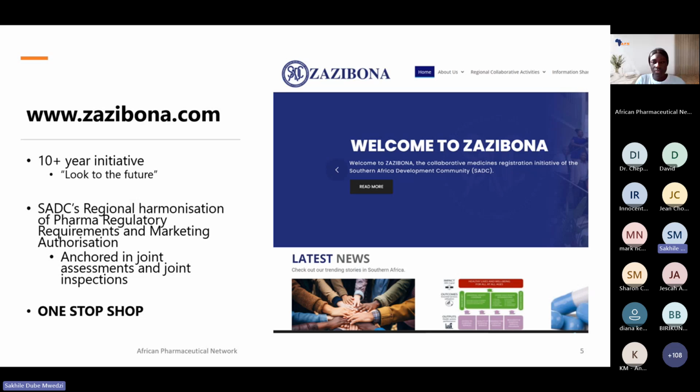So in a nutshell, that is what ZAZIBONA seeks to do, to bring all the different regulations that exist in the different member states under one roof with as much synchrony as possible, so that when you are looking at marketing authorization as an applicant, you only have to do that work once.